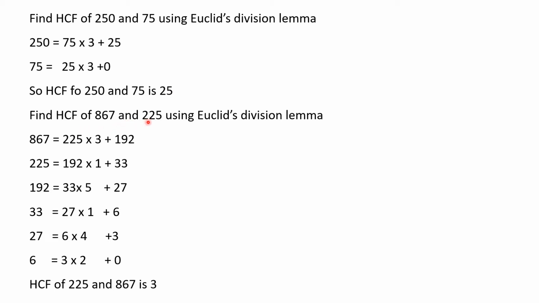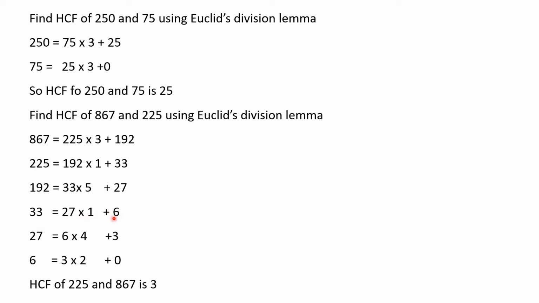Now find HCF of 867 and 225 using Euclid's division lemma. Take 867 equal to 225 into 3 plus 192. Multiply 225 into 3 and add 192. Now you represent 225 in terms of 192. 225 equal to 192 into 1 plus 33. Now 192 and 33: 192 equal to 33 into 5 plus 27. Now 33 and 27: 33 equal to 27 into 1 plus 6.